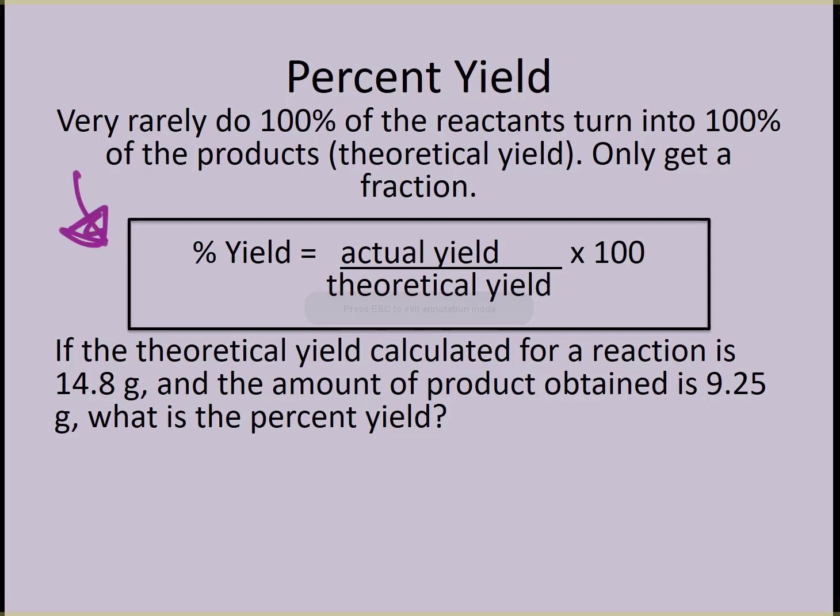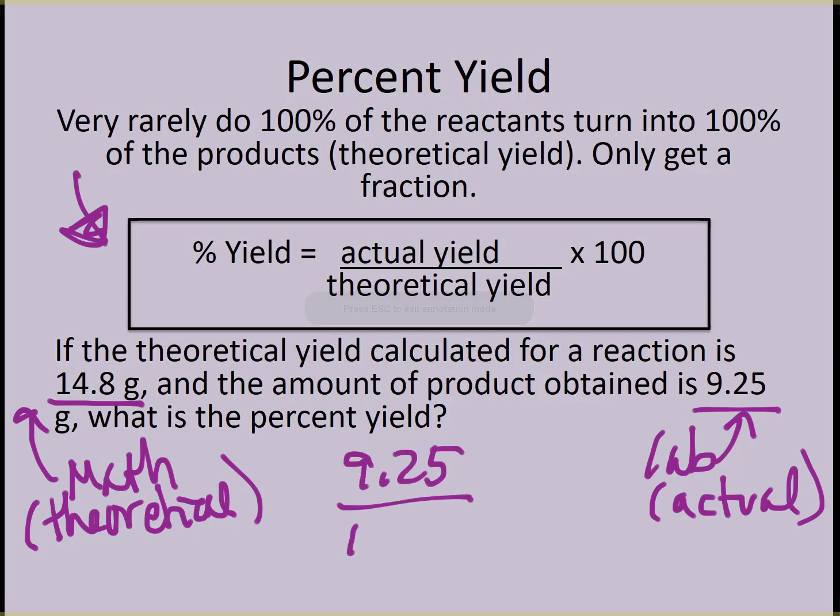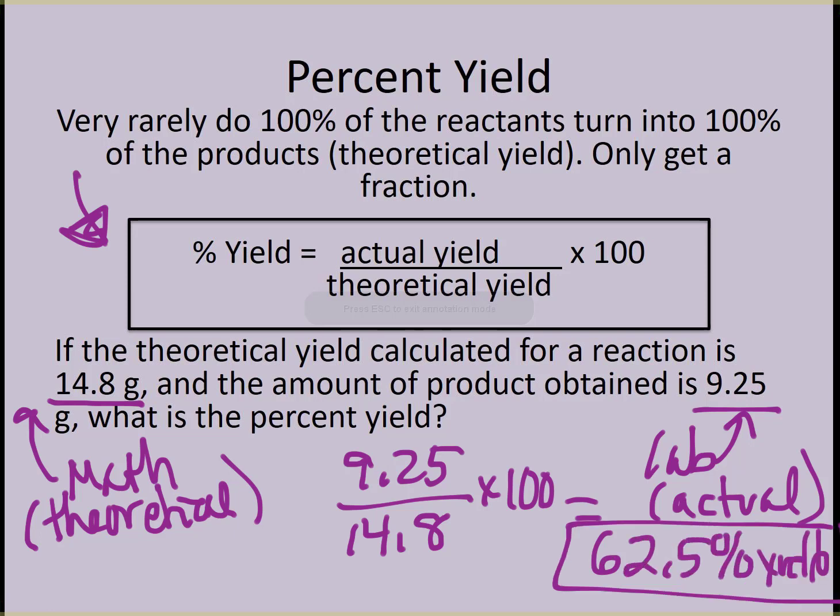This is our percent yield equation. If the theoretical yield calculated for a reaction is 14.8 grams and the amount of product is 9.25 grams, what is the percent yield? So we have what our math says I'll get. This is our theoretical. And then we have actually what our lab is. This is our actual. So we just take our actual and divide it by our theoretical, what our math says, times 100. And in this case, we get 62.5% yield.